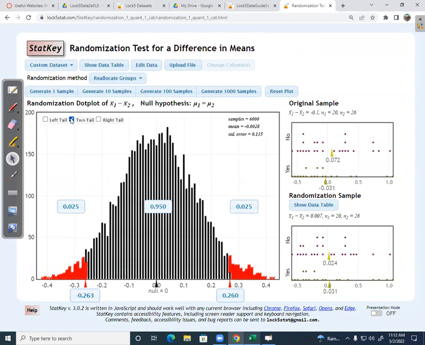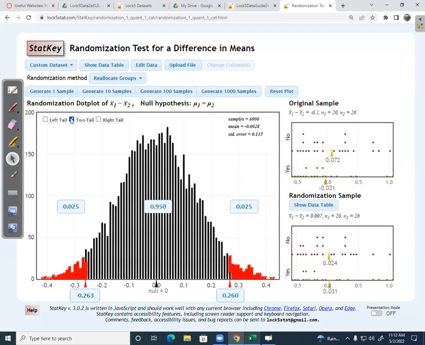We changed that. What's the mean difference in our sample? It's negative 0.1 is the difference. And is that in the red region or the black region of this graph? It's in the black region. Okay, so what that means is negative 0.1 is close enough to saying they're the same.